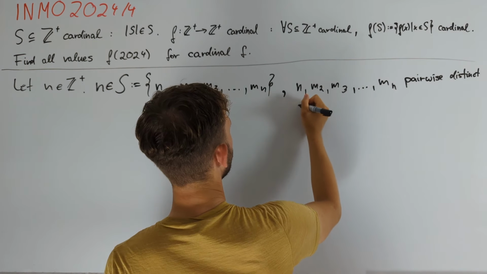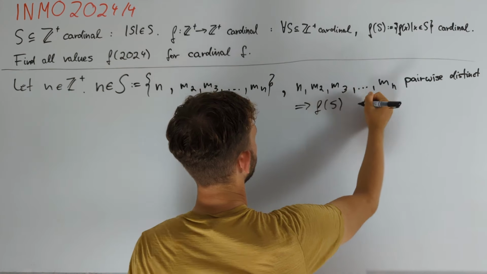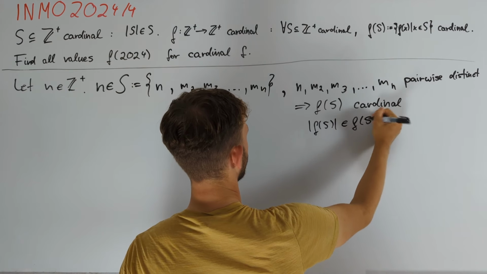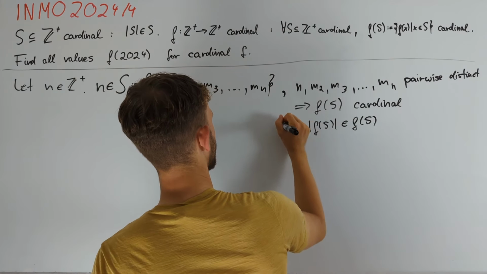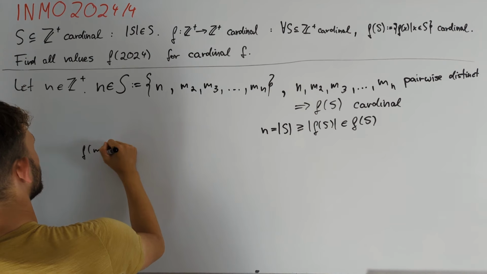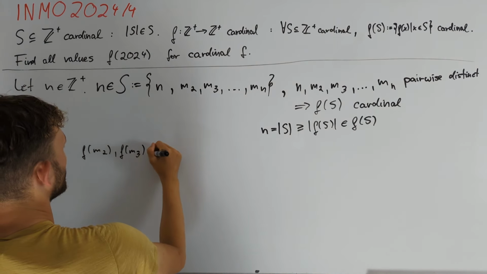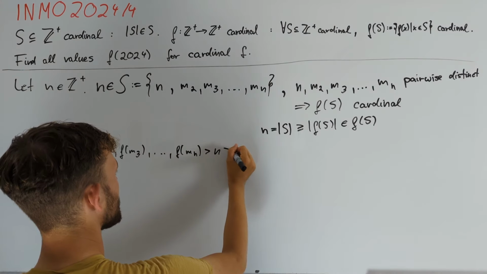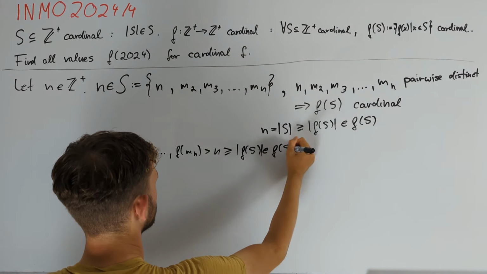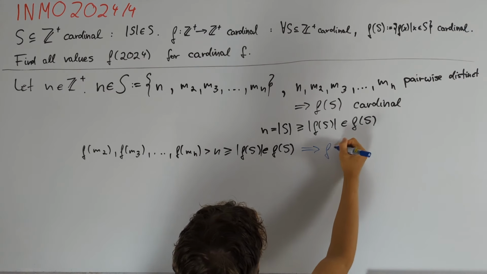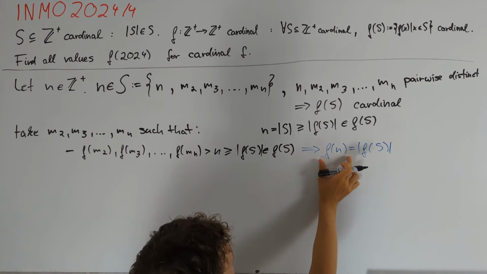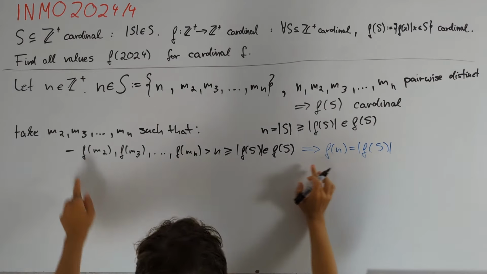Since we are interested in cardinal f, we get that also f(S) will be cardinal. Therefore, by definition, the cardinality of f(S) is an element of f(S). But our left side is at most the size of S, which equals n. Hence, it would be nice if f(m2), f(m3), and so on would all be greater than n, because n is greater than or equal to the cardinality of f(S), which is an element of f(S). Therefore, we can conclude from this that f(n) is actually the size of f(S). To pin down the value f(n), we now only need to consider the size of f(S) if we are in this case.